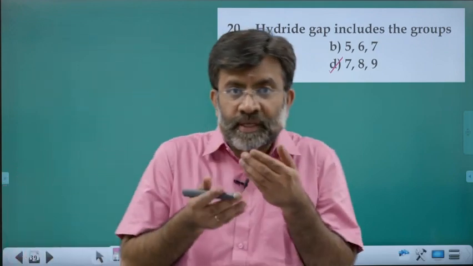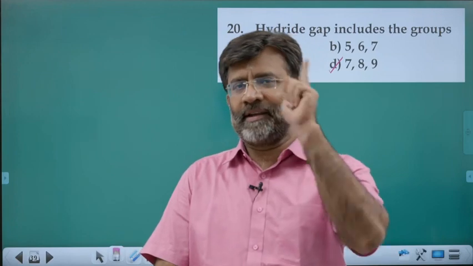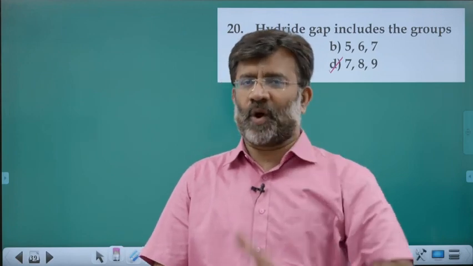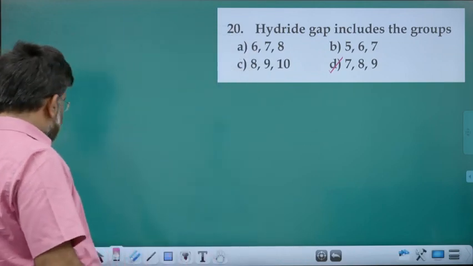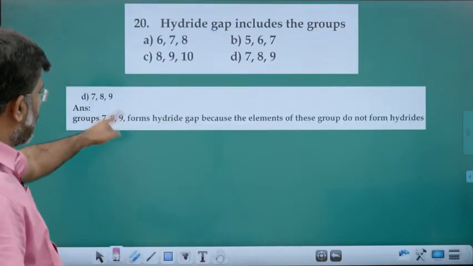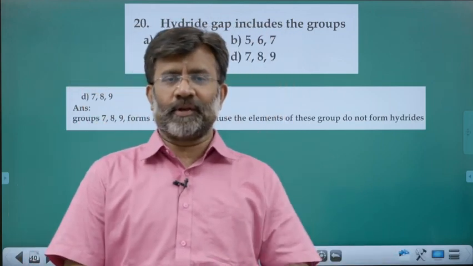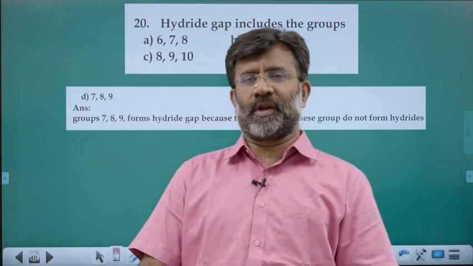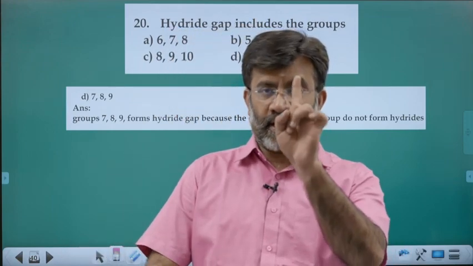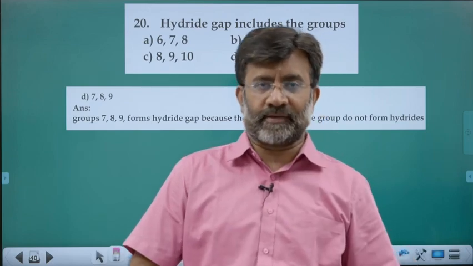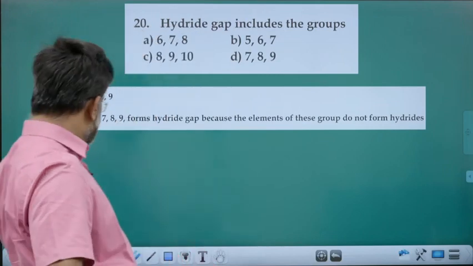Even group 6 might have been included, but among group 6, one element gives a hydride, that is chromium. And that's why 6 is not included. 7, 8, 9 are in the gap. Group 6 also would have come, but it is not included because one element in the 6 group gives hydrides, chromium, others not. Okay. Next.